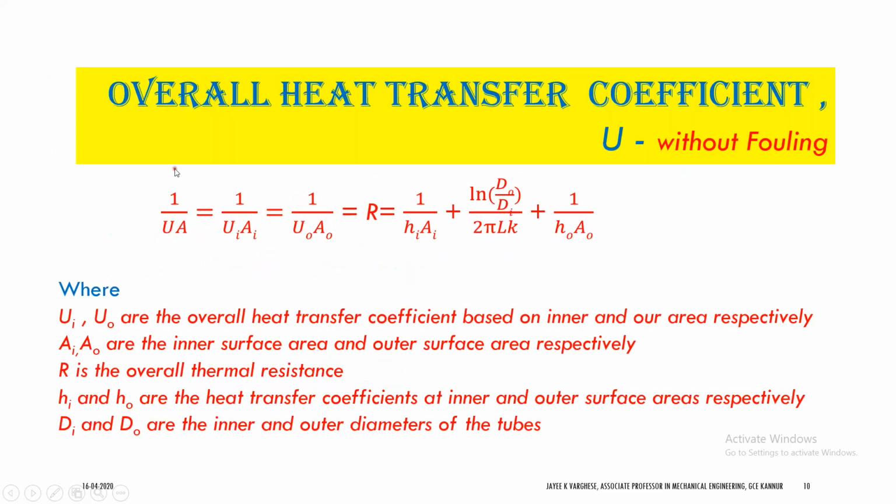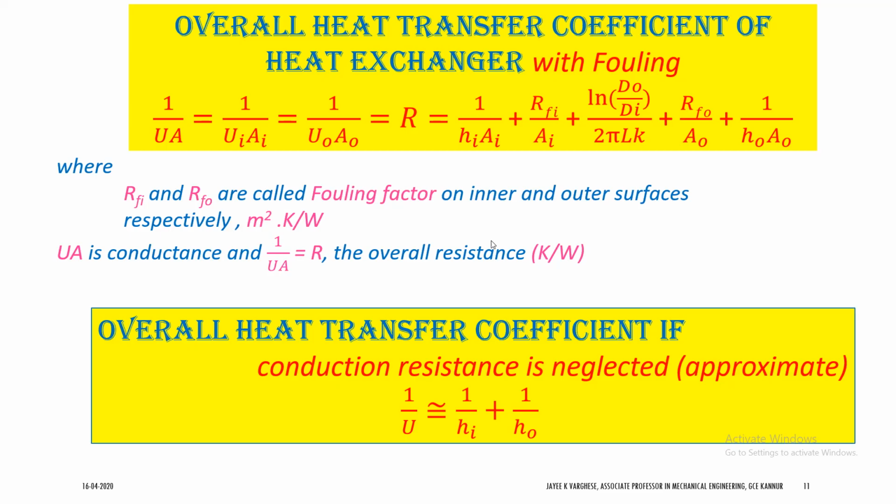Then the calculation of the overall heat transfer coefficient and the total resistance. There can be different equations, without fouling or with fouling. So the fouling factor also needs to be considered in cases where fouling is there. A fresh heat exchanger will not have any fouling factor to be taken into account.